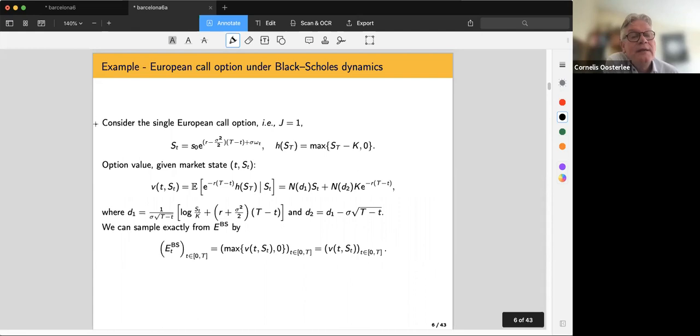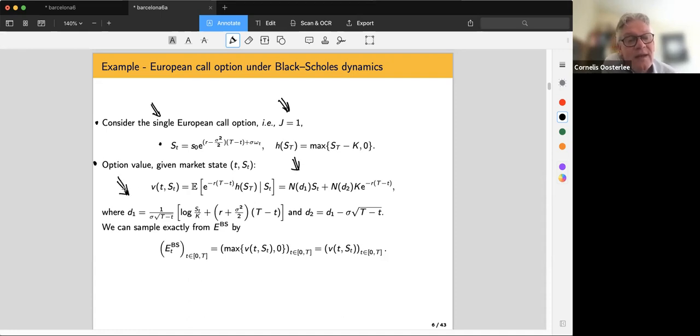Now, in a simple case, we can do everything analytically. Hence, if you think of a single European call option, so capital J is equal to 1 in this case, and we work under Black-Scholes dynamics, so then S_T is equal to S_0 e to the power (r minus 1/2 sigma squared) T plus sigma times omega. And we have the payoff at final time, the maximum of S_T minus K and 0. And then the option value is well known, of course. It is the Black-Scholes option value with the normal distributions here, and the arguments d1 and d2 that are given by this.